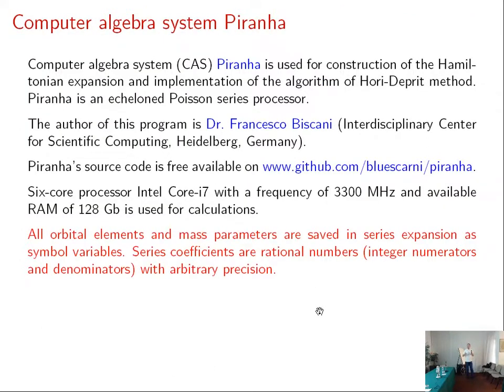We used the computer algebra system Piranha for the construction of the Hamiltonian expansion and implementation of the algorithm of the Hori-Deprit method. Piranha is an echelon Poisson series processor. The author of this program is Francesco Biscani from the Interdisciplinary Center for Scientific Computing in Heidelberg. It should be noted that in the process of analytical manipulations, all orbital elements and mass parameters are treated in the series expansion as simple variables. Series coefficients are rational numbers with arbitrary precision. They have integer numerators and denominators.